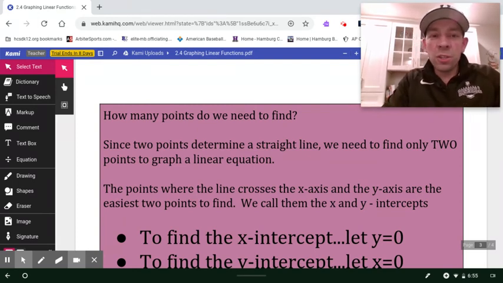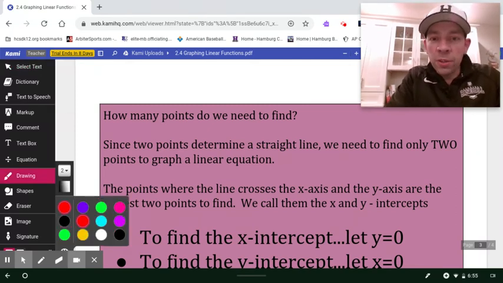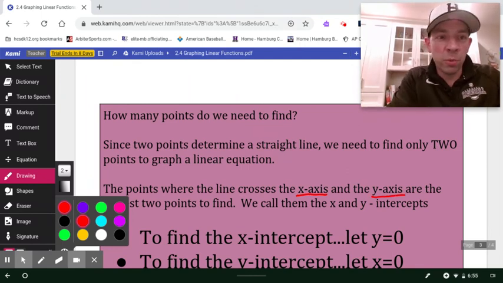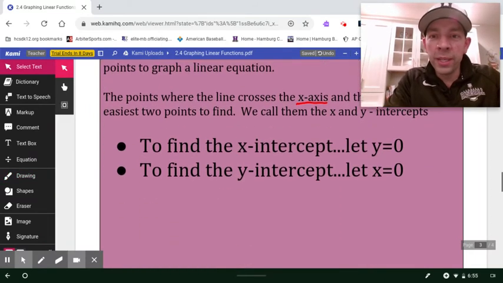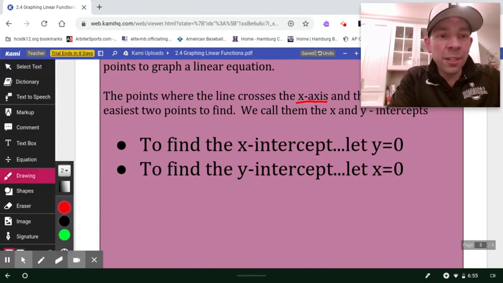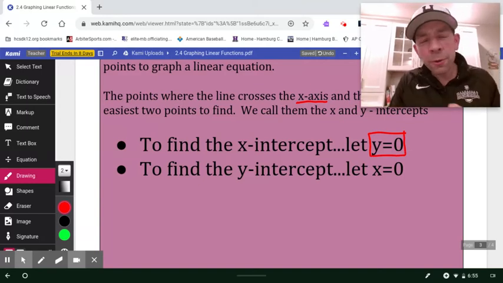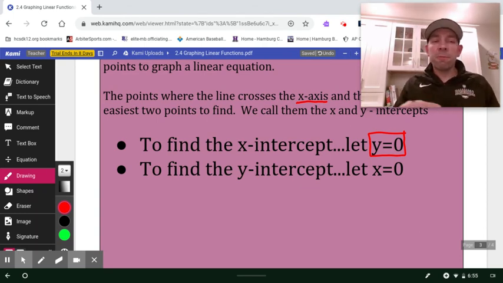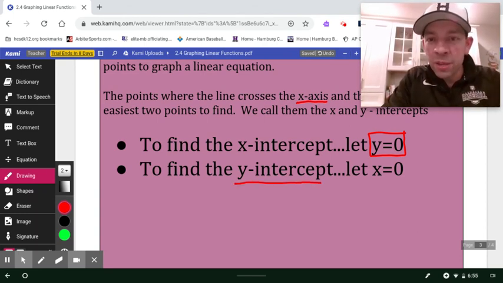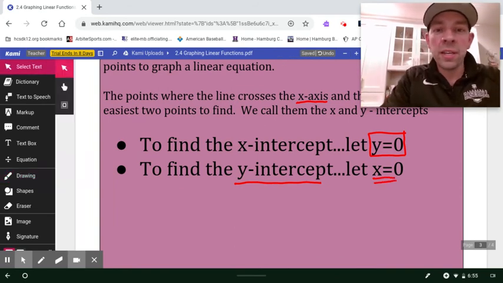But the 2 that are the most important and could be the most helpful are the point where it crosses the x-axis and the point where it crosses the y-axis. Those are really, really special points, and those are called your x and y intercepts. Now, this is worth putting in that notebook. To find your x-intercept, we're going to let y equal 0. That's maybe a little counterintuitive because it's the x-intercept, but we're letting y equal 0. Well, then the script just gets flipped when you want the y-intercept. So if you want the y-intercept, we're going to let x equal 0. Don't worry, I'll remind you of that as we go through this next example.